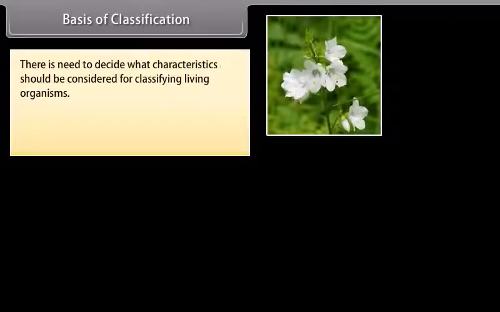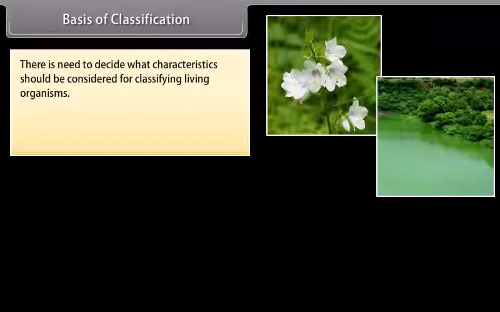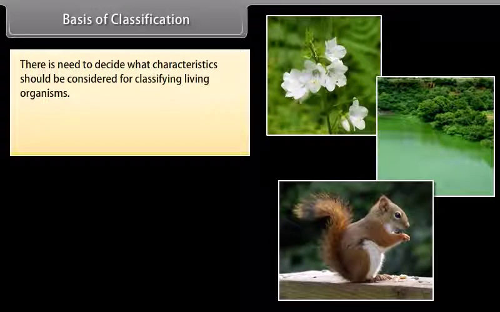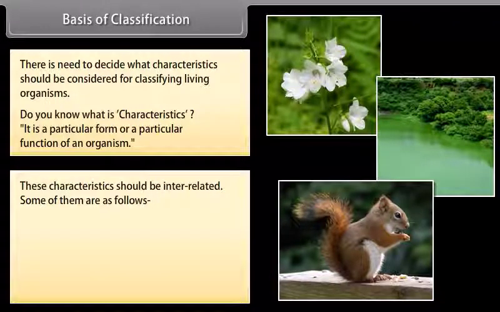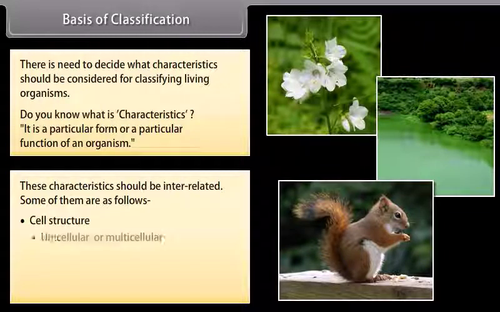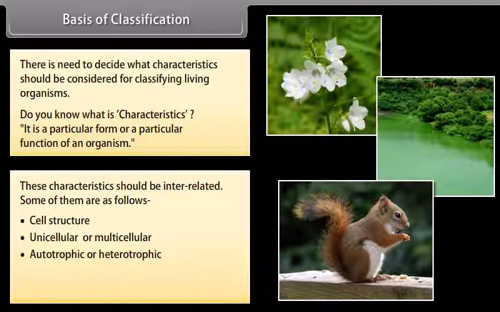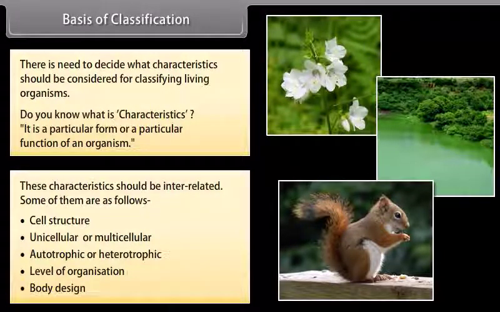So there is a need to decide what characteristics should be considered for classifying living organisms. Do you know what is characteristics? I think it is a particular form or a particular function of an organism. These characteristics should be interrelated. Some of them are as follows: cell structure, unicellular or multicellular, autotrophic or heterotrophic, level of organization, and body design.